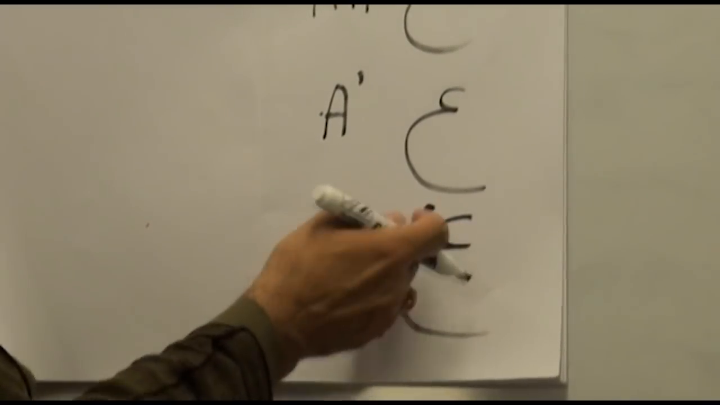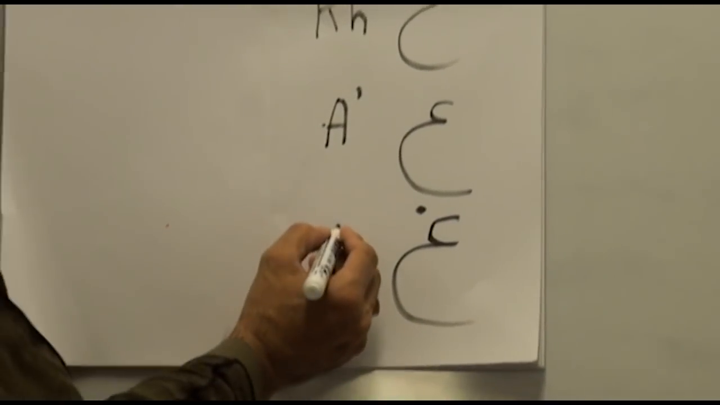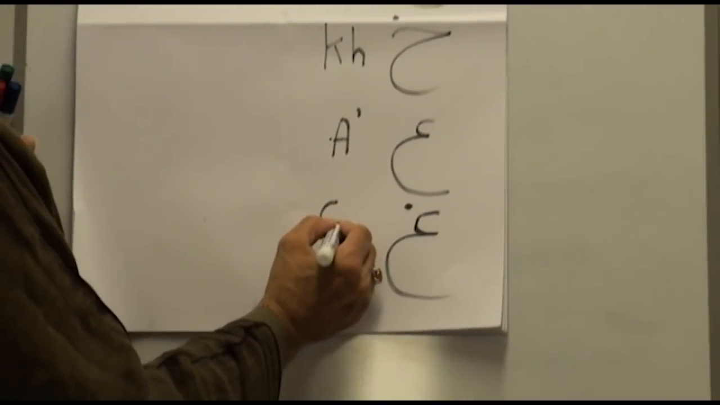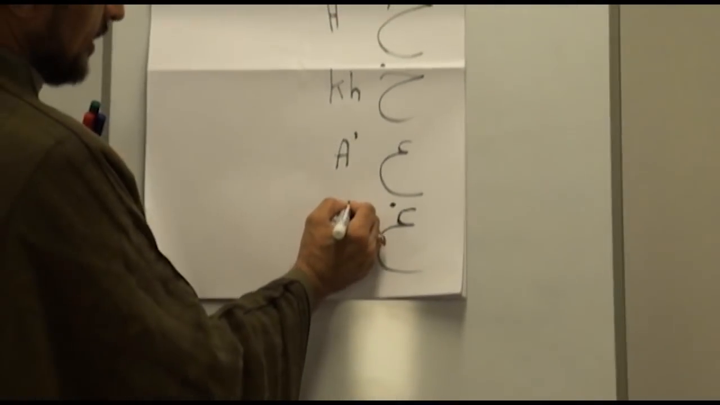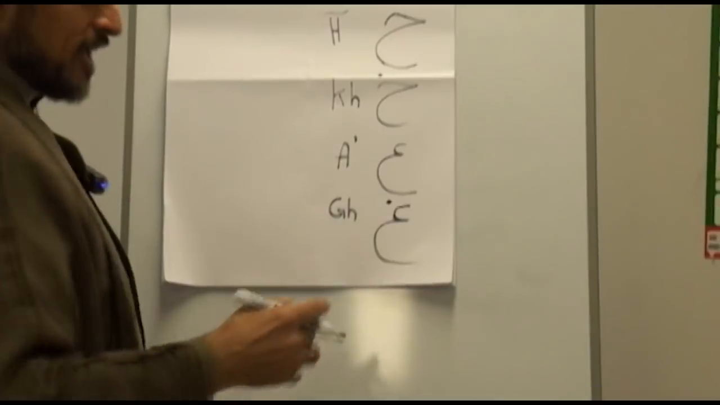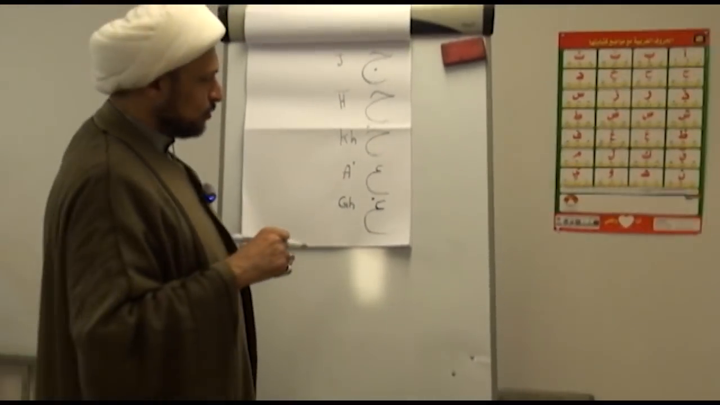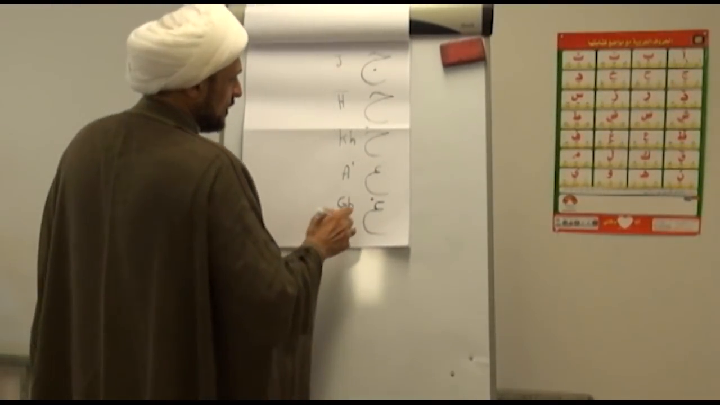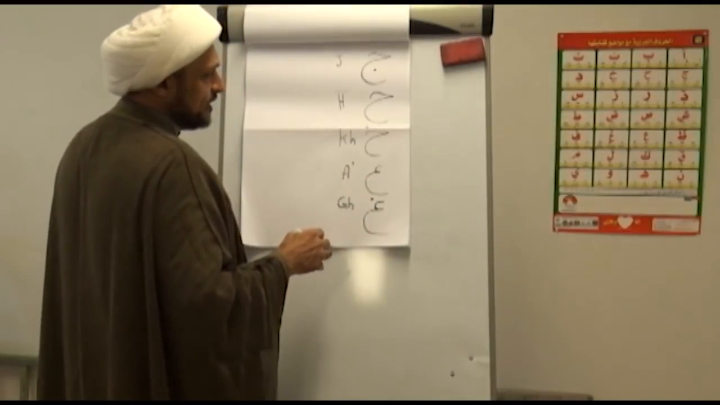Those ladies which have big dresses down. Ghain. So this is like a G and H, kind of close to that sound. So we have these five ladies.